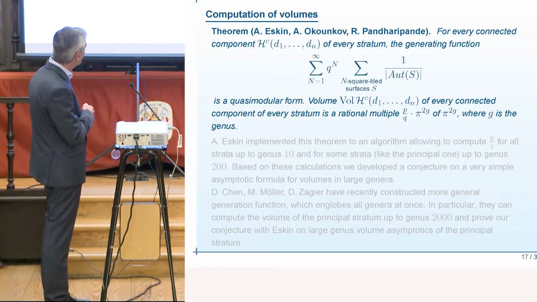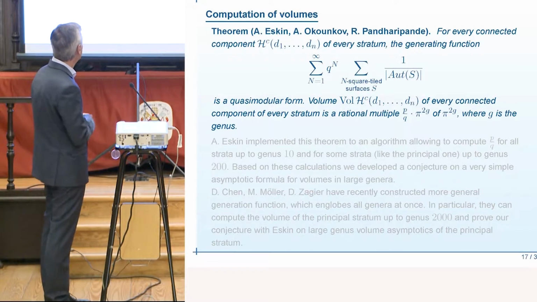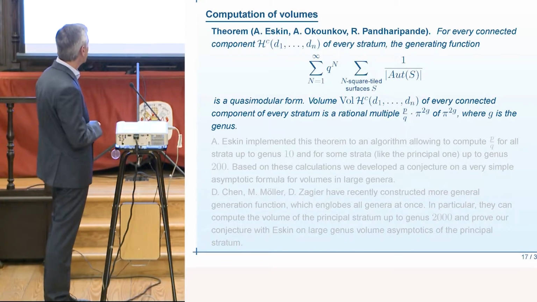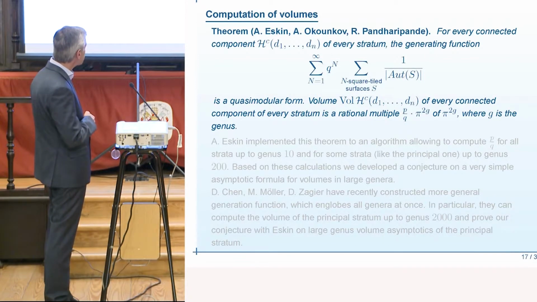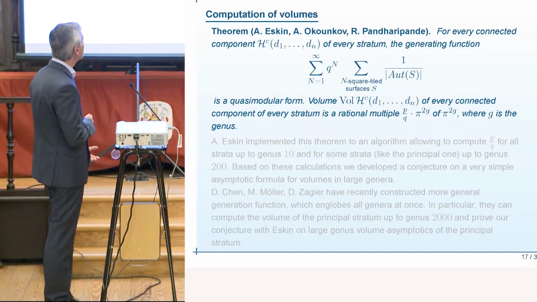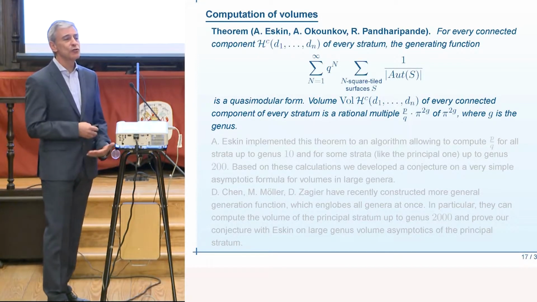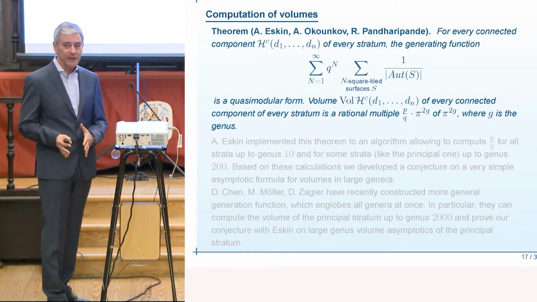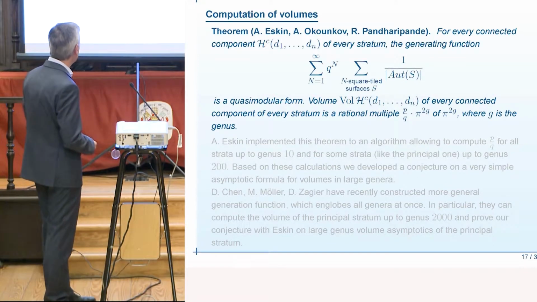And then you count all of them in this way, introducing this formal parameter, and they prove that this corresponding generating function is a quasi-modular form. And in particular, it is possible to use this to prove that any volume is pi power 2g, where g is the genus of the surface, times a rational number. So computing volume means computing numerator and denominator as integer numbers. So really explicitly compute. It is not that easy.